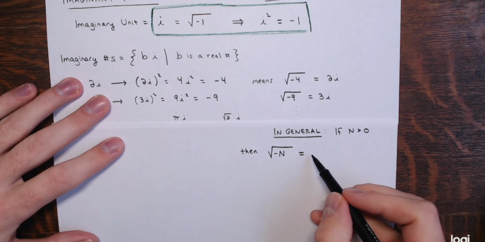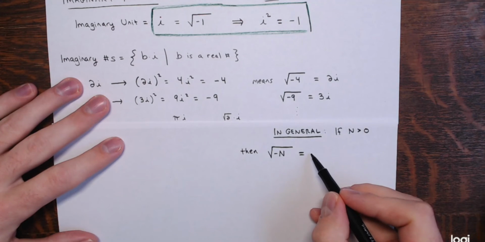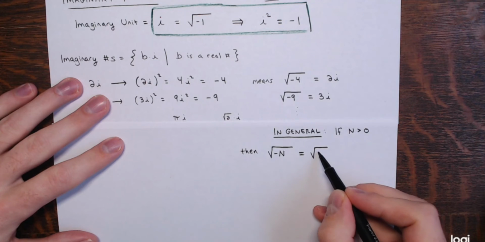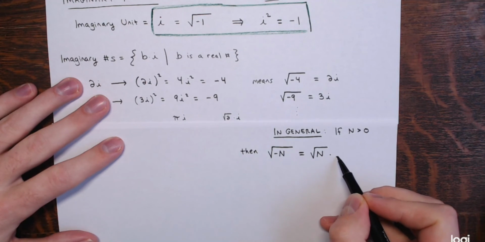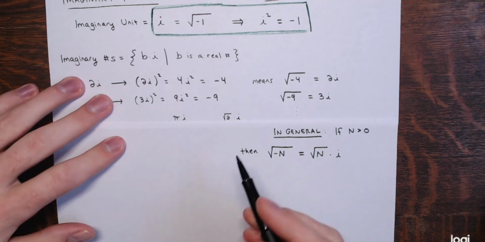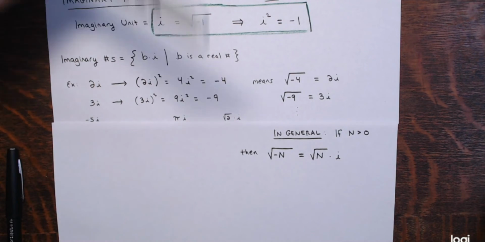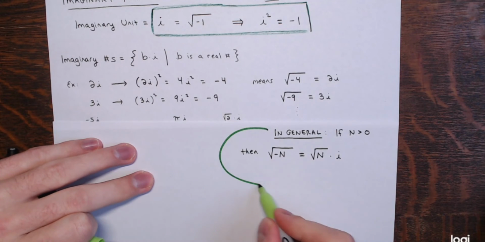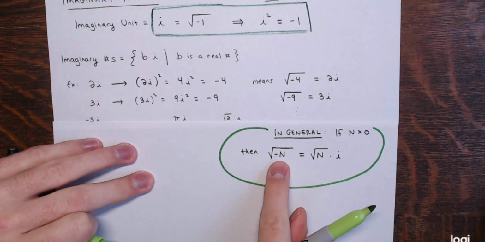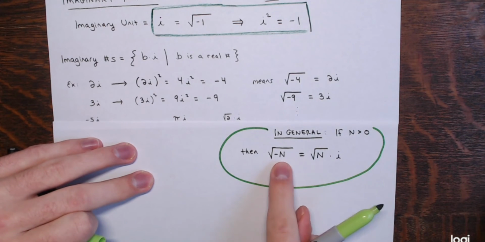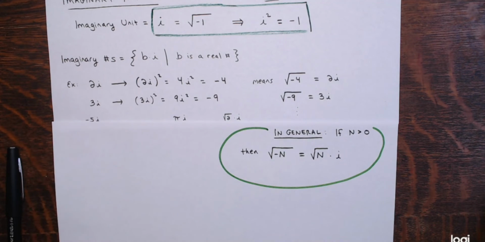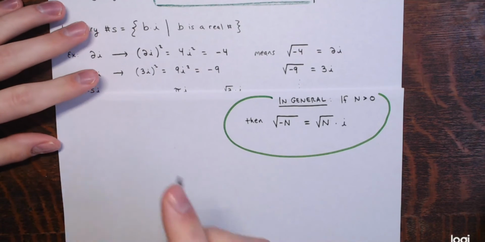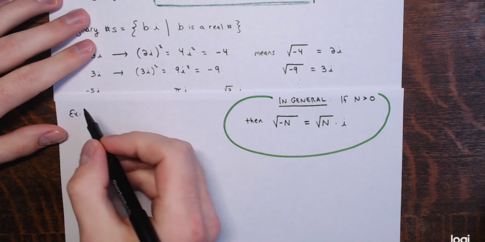How we're going to rewrite it is as the square root of n, a real number, times i. All right, please do this. Please know this. Always do this. Whenever you see the square root of a negative number, rewrite it this way. It will help you immensely in the long run if you immediately do that. I promise you.